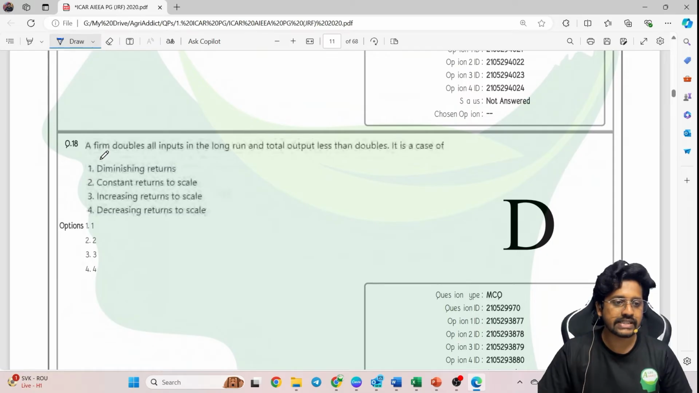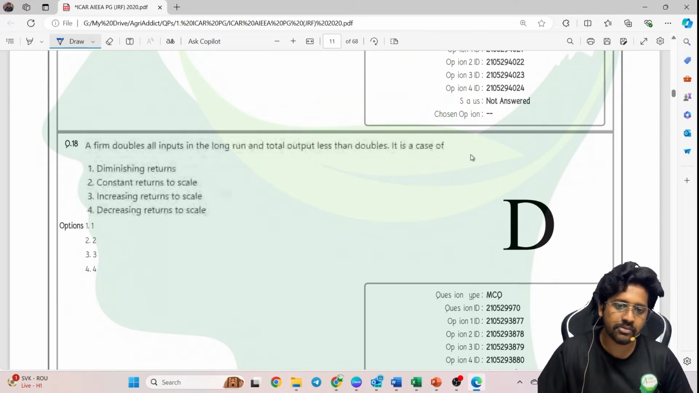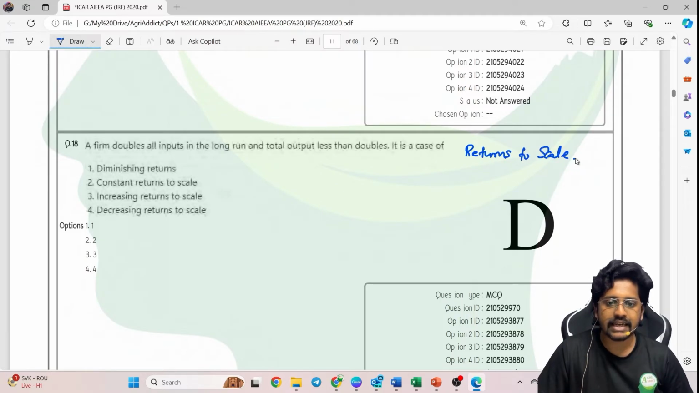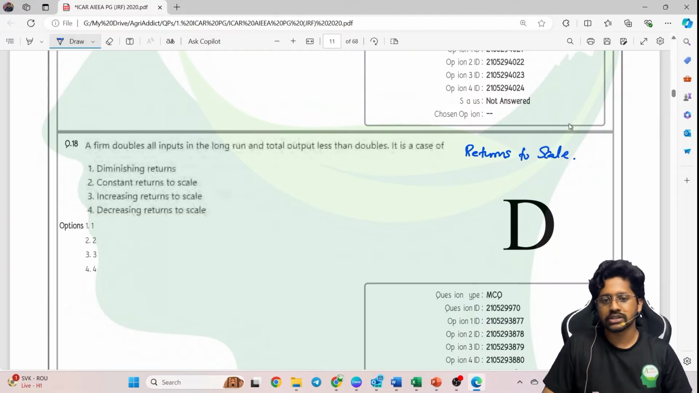The next question, question number 18. A firm doubles all inputs in the long run and total output is less than doubles. So it is a case of what happens, like it is a long run concept and it is a concept from the returns to scale, right? What happens in the returns to scale? In the case of returns to scale, actually it is a long run concept.